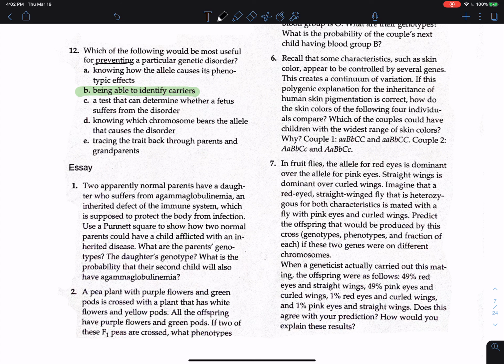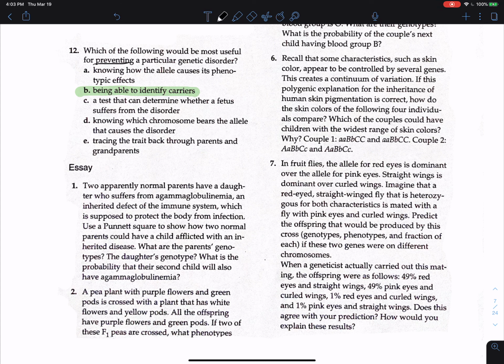Two apparently normal parents have a daughter who suffers from agammaglobulinemia, an inherited defect of the immune system, which is supposed to protect the body from infection. Use a Punnett square to show how two normal parents could have a child affected with an inherited disease. What are the parents' genotypes? The daughter's genotype? What is the probability that a second daughter would also have agammaglobulinemia? Okay.